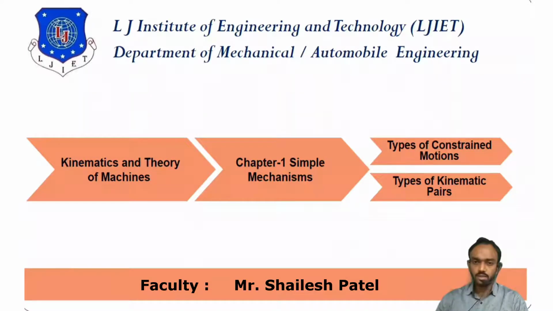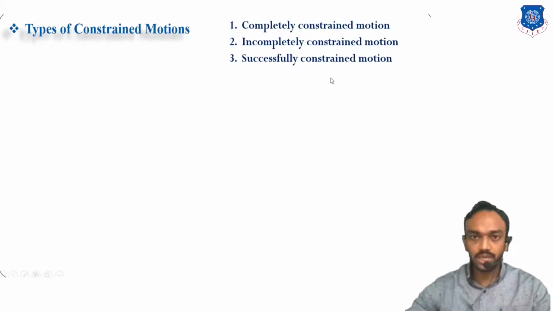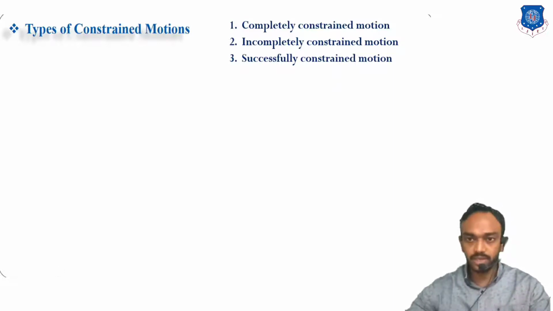We are going to continue over the first chapter, simple mechanisms, and the topic we will cover in this lecture is the types of constrained motion and types of kinematic pair. Let's start with types of constrained motion. There are basically three types of motion: completely constrained motion, incompletely constrained motion, and third is successfully constrained motion. These three types of motion are possible, but which are very necessary in our mechanism to get output?